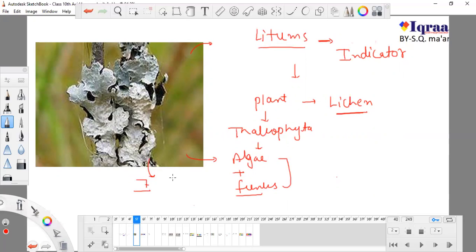What you have to do is just collect this from nature. You can find it anywhere easily. Grind it, extract some juice, and this is your litmus solution.